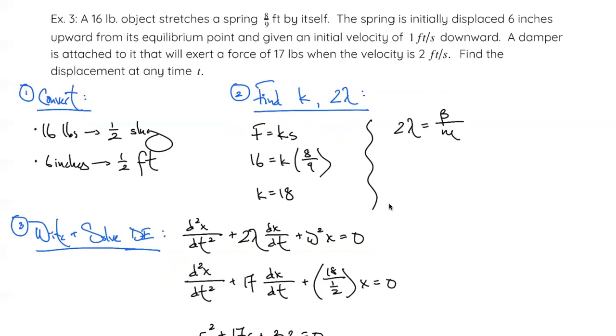What we find here is that we have this 16-pound object. It stretches a spring by 8/9 of a foot by itself. That gave us a way to help us find that spring constant, like how stretchy is that spring. The spring was initially displaced 6 inches upward from its equilibrium point and given an initial velocity of 1 foot per second downward. We also talked about how the directionality of the motion and of the velocity definitely needed to be taken into account when we're putting things into the equation.